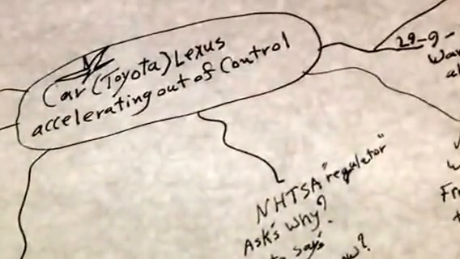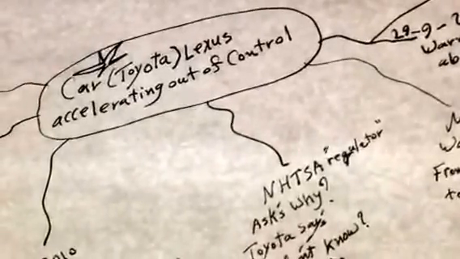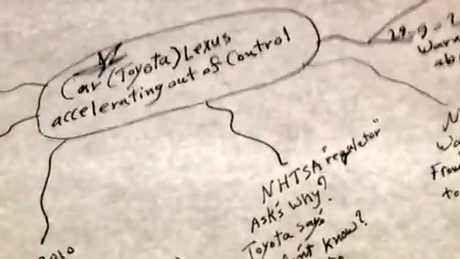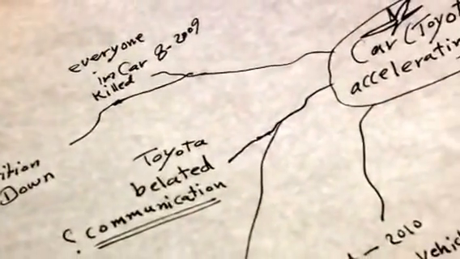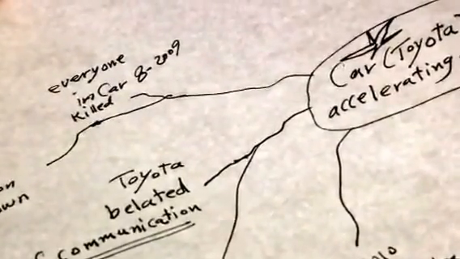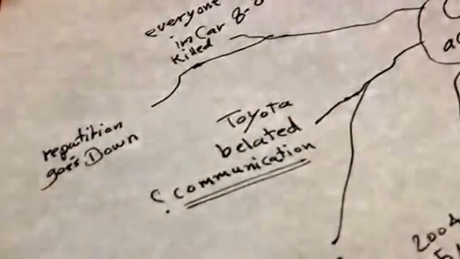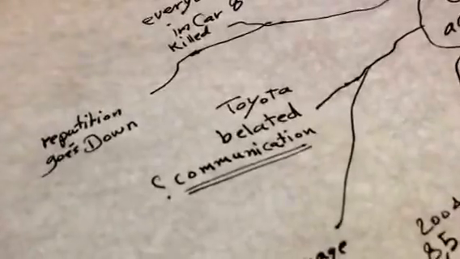I usually use this mode of doing things. The main topic is the Toyota Lexus car accelerating out of control. This is the main cause of the problem, which is what? Everyone in that car in August 2009 was killed. And also another piece of information, the reputation of Toyota goes down.